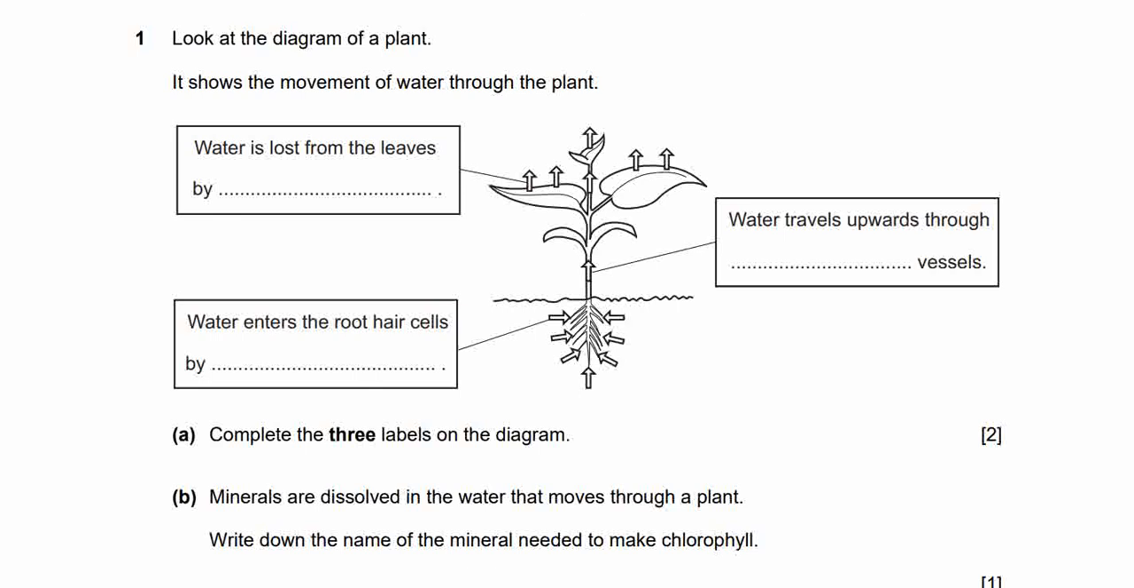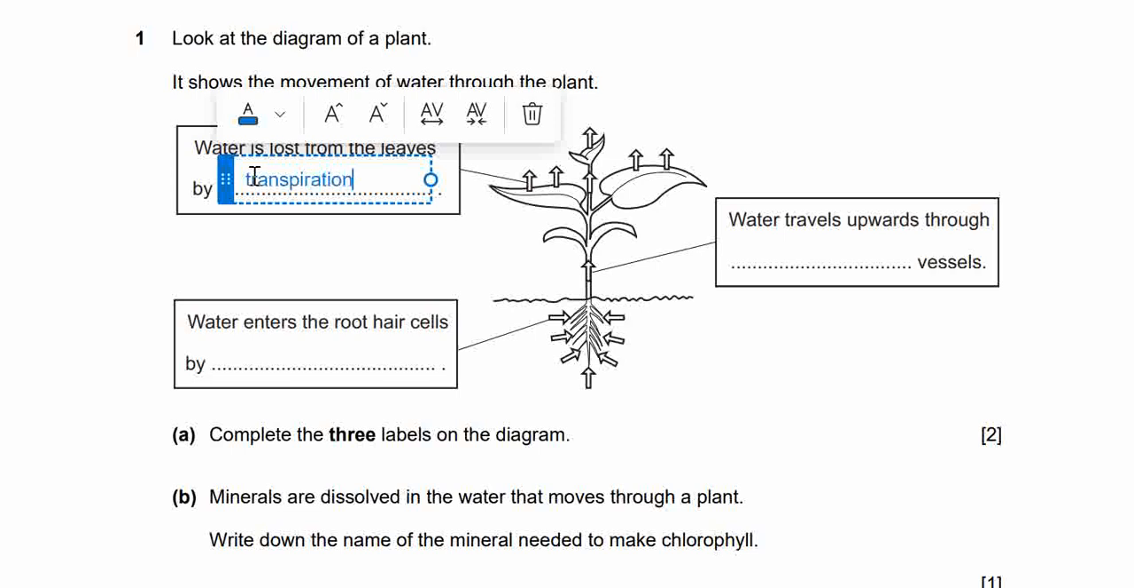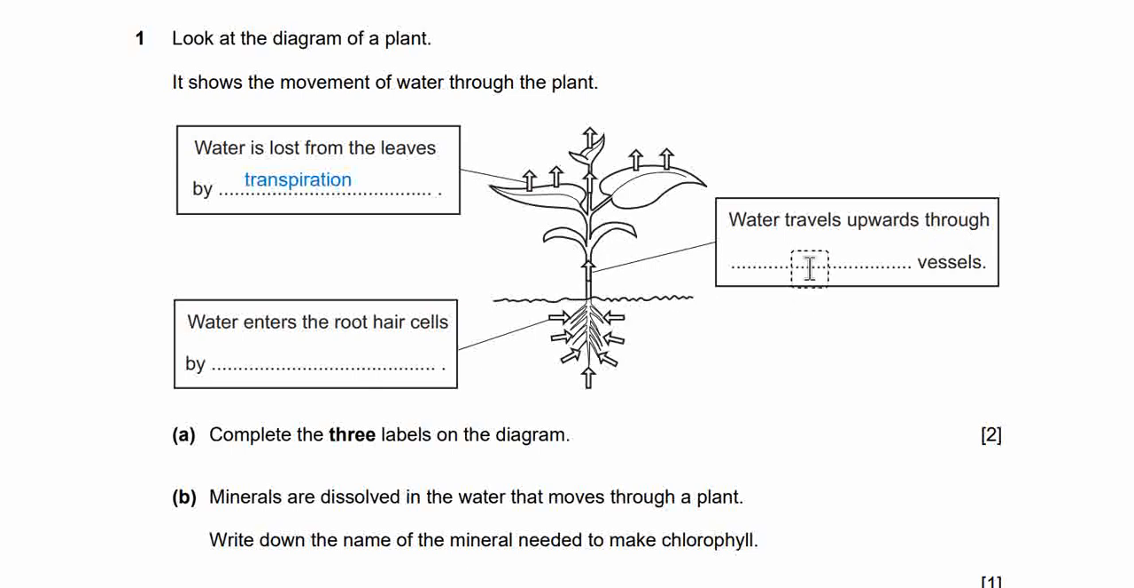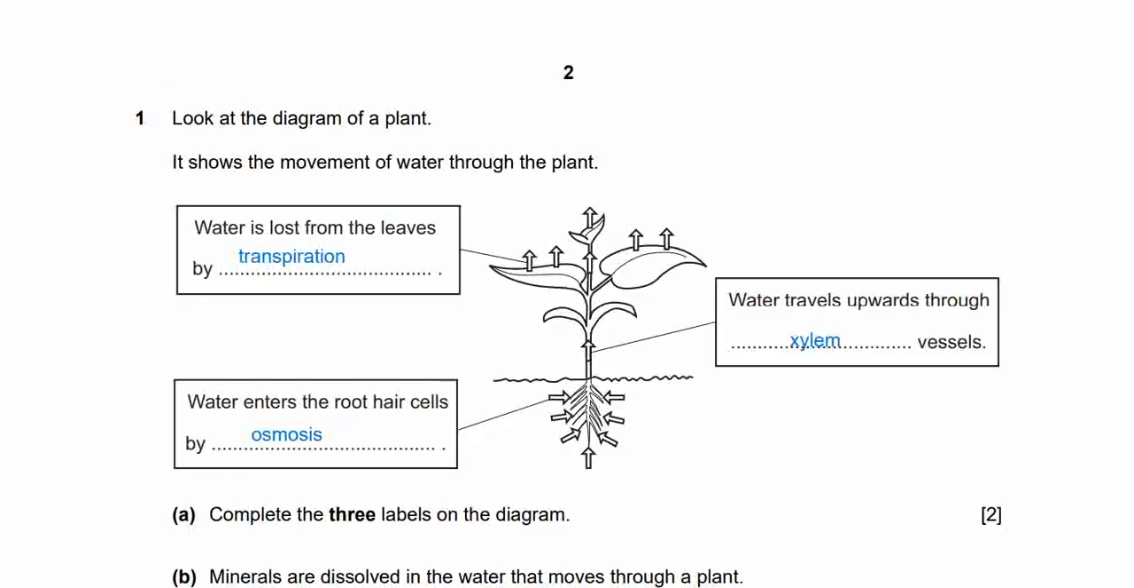To answer the question, water is lost from the leaf by the process we call transpiration. So we type the answer, transpiration. Next, water travels upwards through xylem vessels, and water enters the root hair cells by osmosis. Here we go: water travels upwards through xylem vessels, and water enters the root hair cells by osmosis.